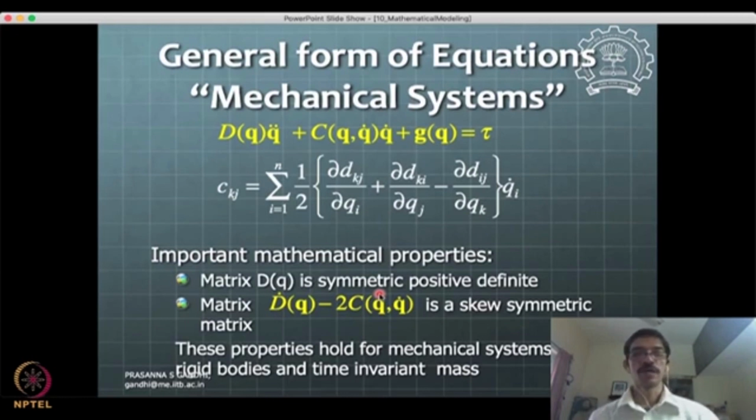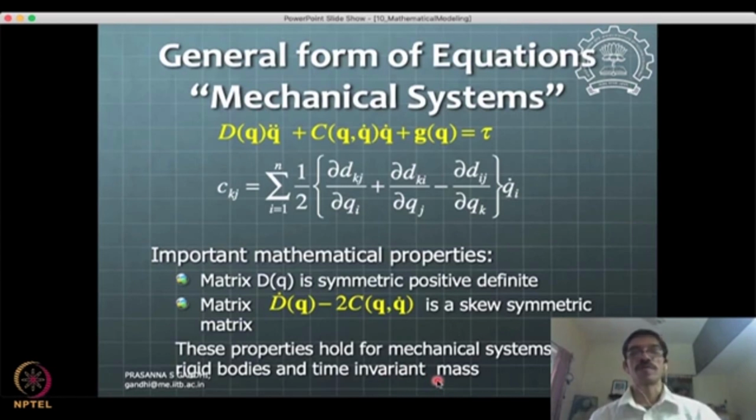These properties are going to hold for mechanical systems with rigid bodies, and this is important, with time invariant mass. So the mass is not changing with respect to time, and these properties will hold true. When the mass is changing with respect to time, then we'll have to again recheck and make sure whether this will happen or not.